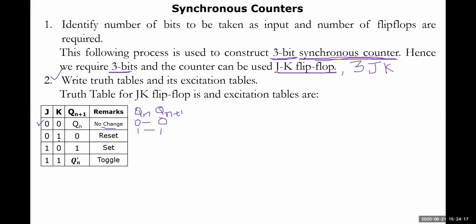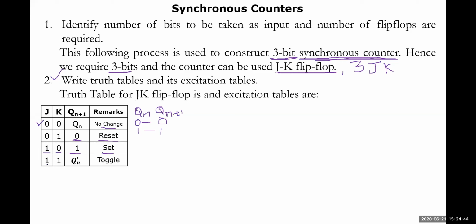Based on the activity of the JK flip-flop, irrespective of the previous input or previous state, it has been set to 0. That is called the reset state. And J will be equal to 1 and K will be equal to 0. Irrespective of the previous state, it must be set to 1. So this state is called the set state.